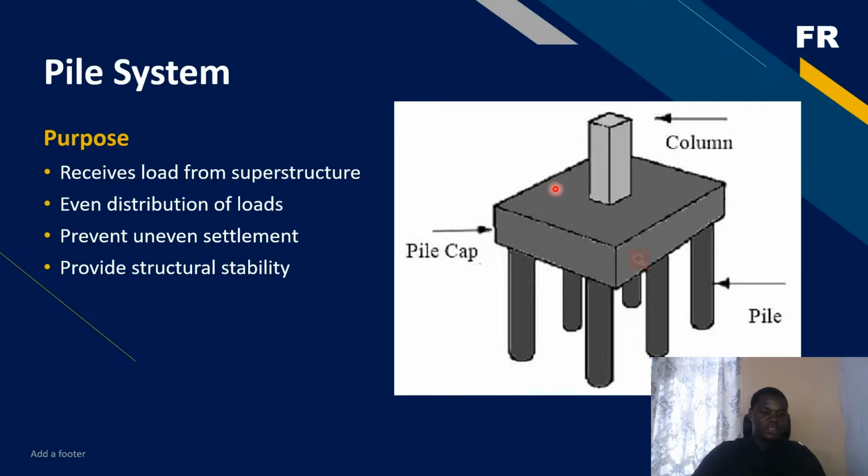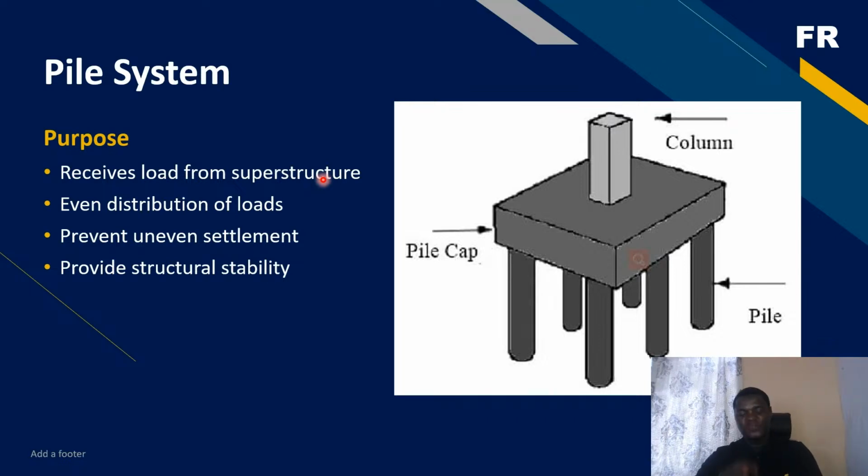So I've listed them here. One of them is to receive the load from the superstructure. So the pile cap will serve as a receiver. It receives the load from either the column or the piers in terms of bridges. Then after receiving the load, it now distributes these loads to the piles.